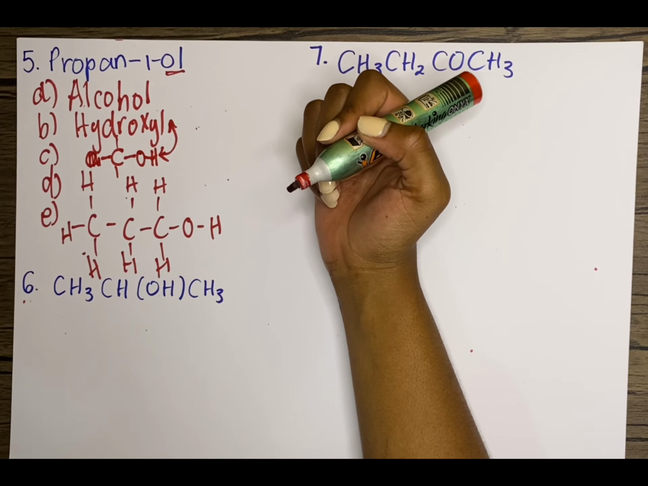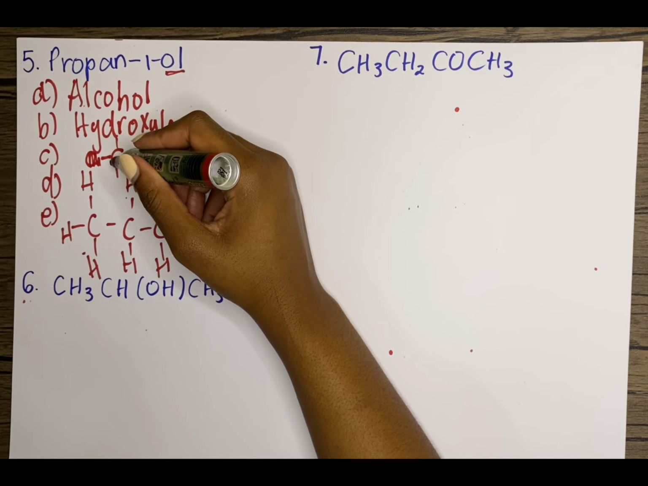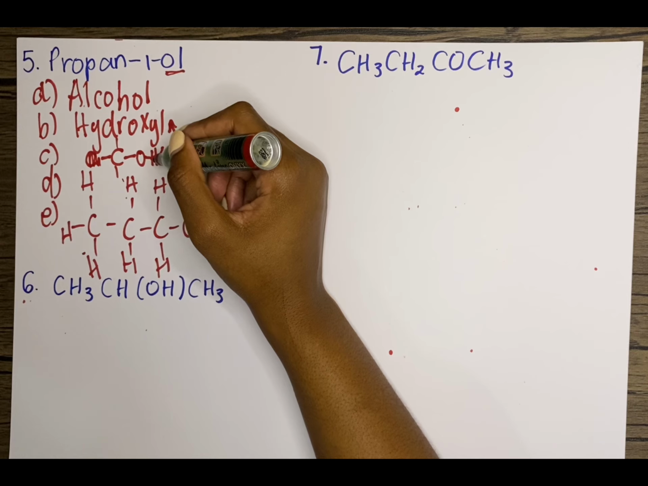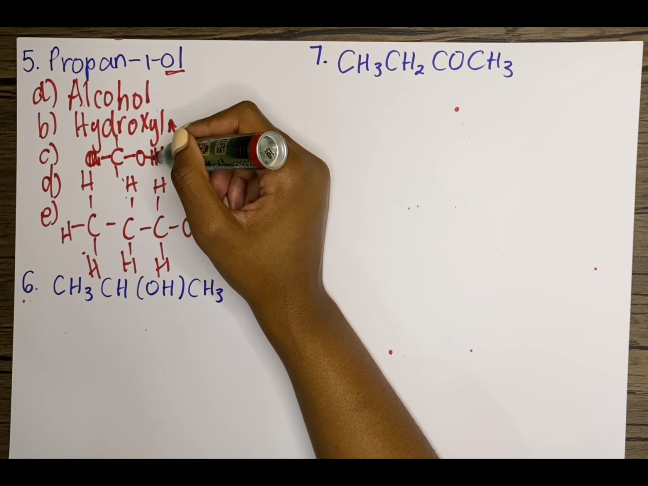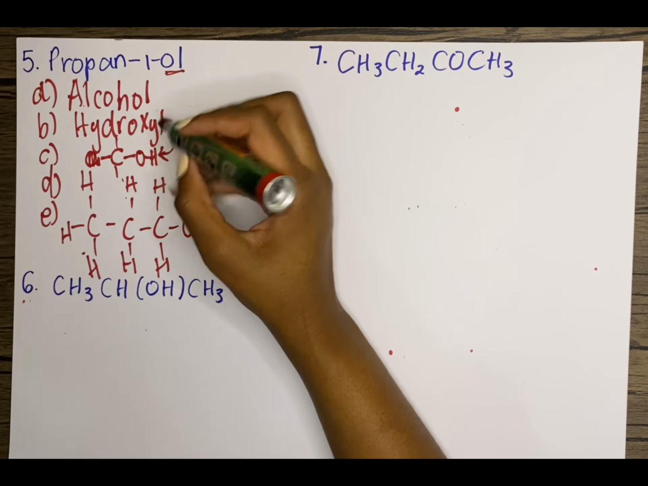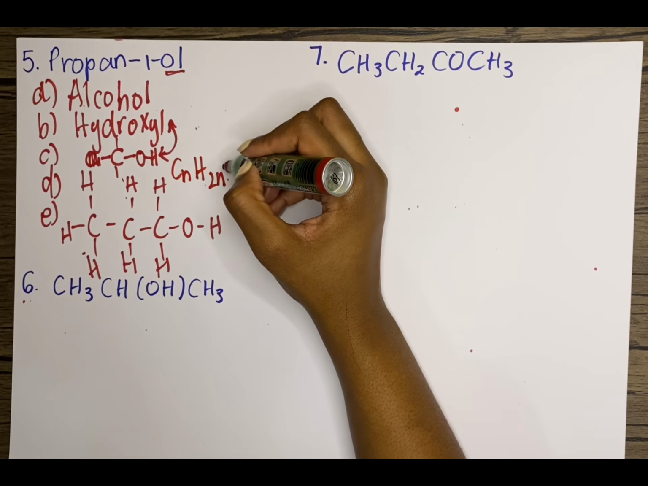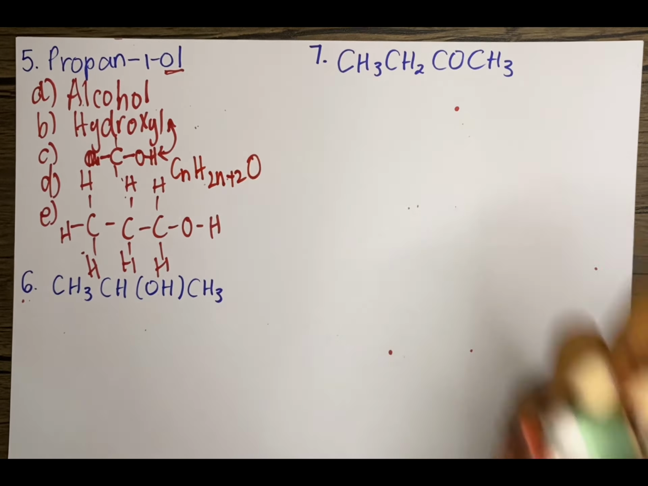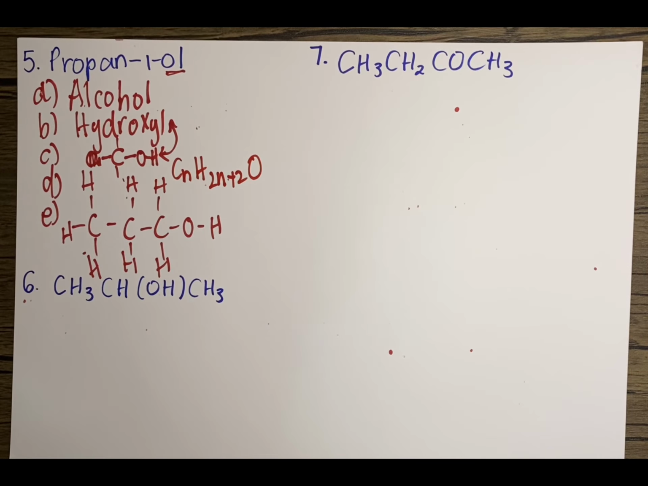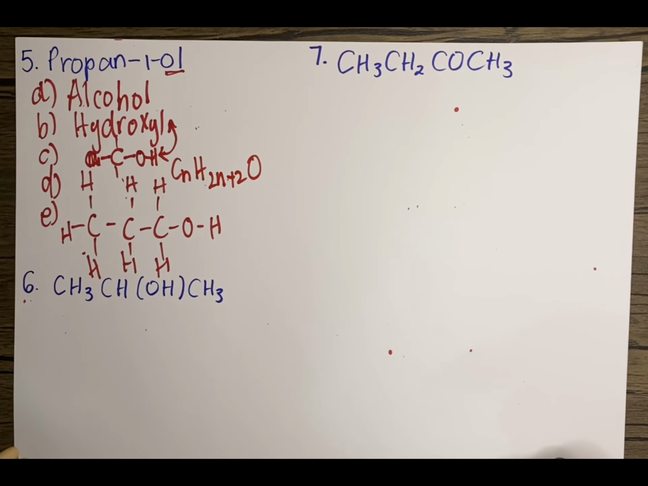And then D says write down the general formula. So you'll see right here, if I have 1 carbon, then I have 1, 2, 3, 4 hydrogens. So that's 1 times 2 is 2 plus 2, that's 4. So it's CnH2n plus 2, and I also have an oxygen, right? You'll see that number 6 also has an OH bonded to the second carbon there.